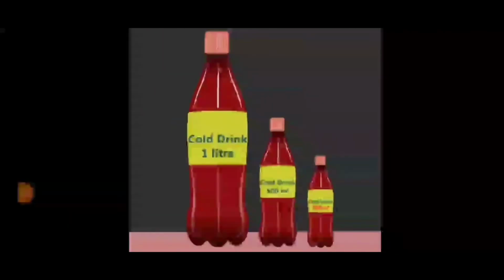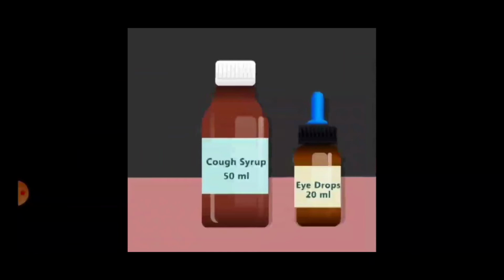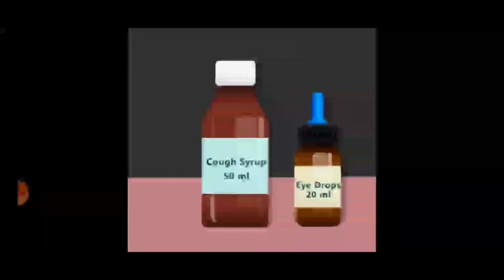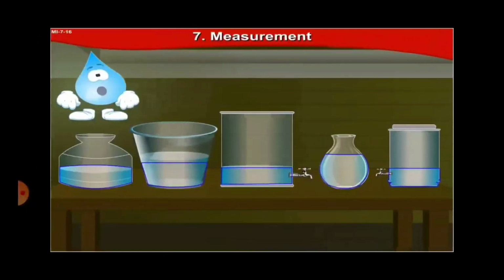Children, we have seen less than 1 liter measures in cold drink bottles that you buy from the shop. You get it in 1 liter, 500 milliliters, 200 milliliters. Also, you have seen cough syrup bottles, eye drop bottles which come in smaller amounts of 50 milliliters, 20 milliliters. So, let us see now the capacity of the vessel.